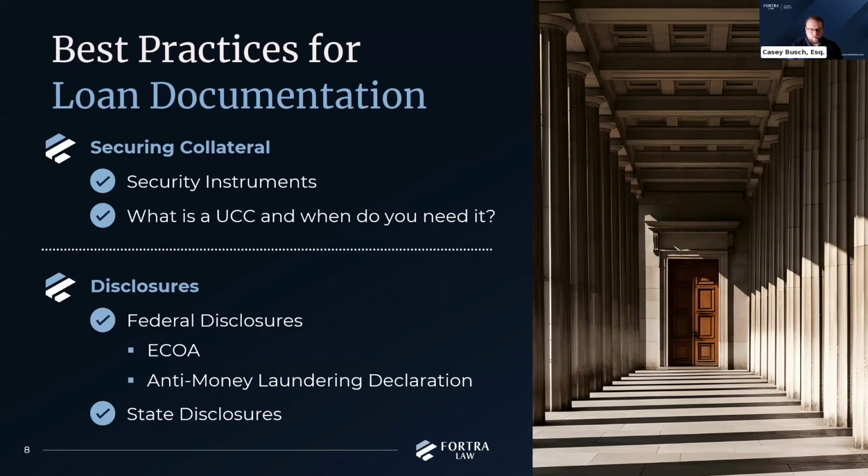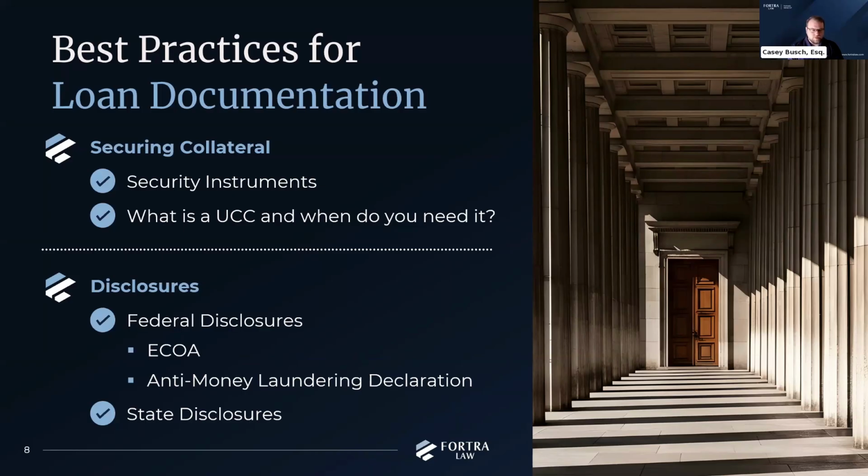Well, to really perfect your security interest in real property, you're going to need a mortgage or a deed of trust. The states vary on which one is required. California, for example, is a deed of trust state, but Florida is a mortgage state. So really, the name of the document doesn't matter too much.